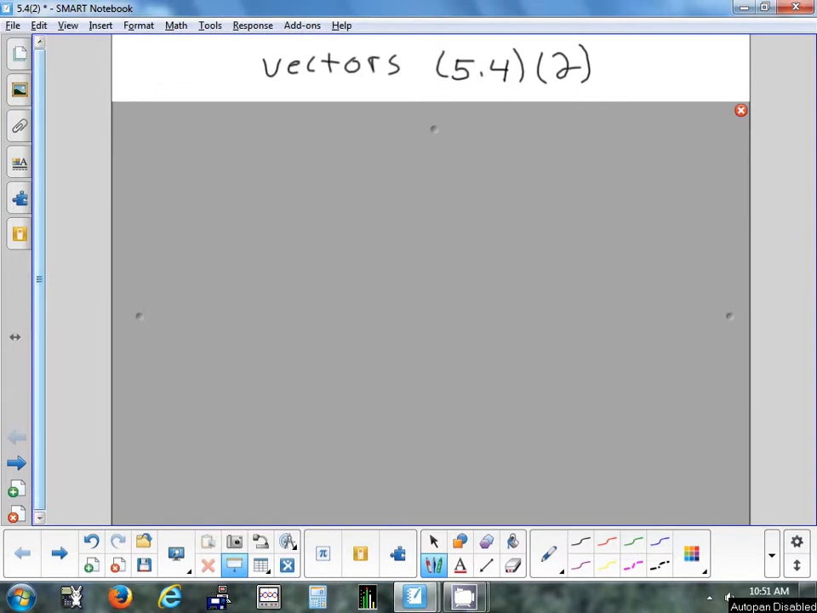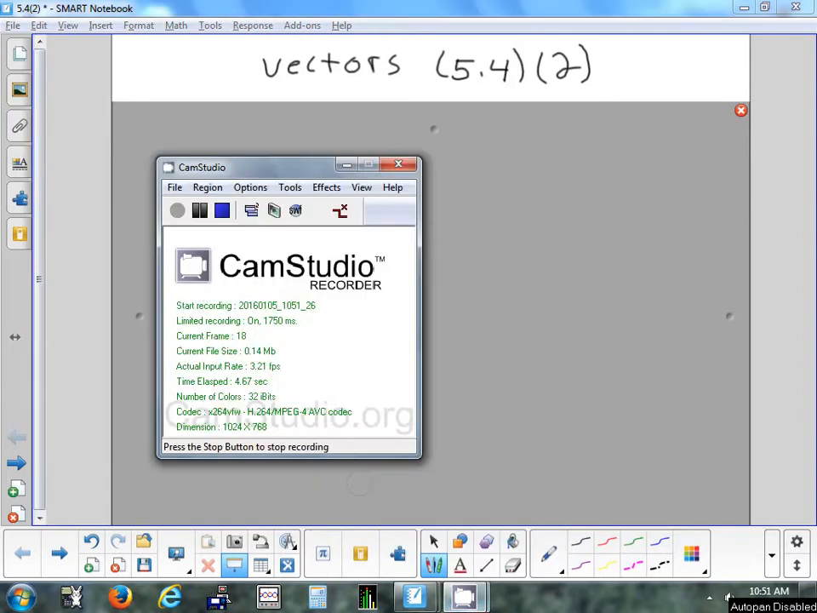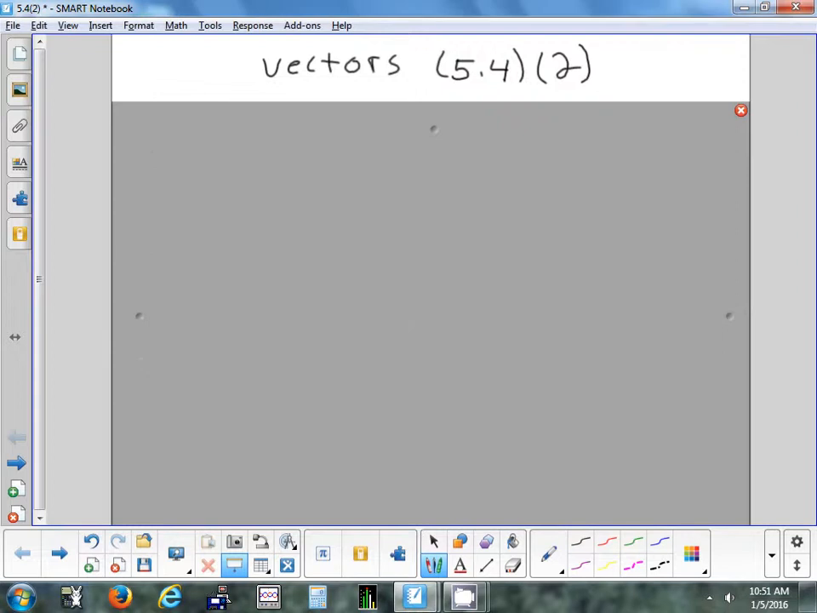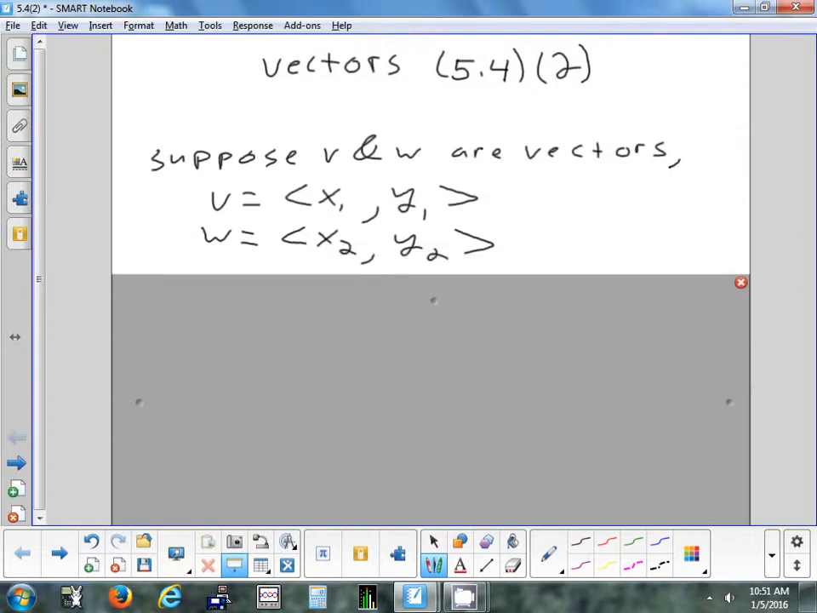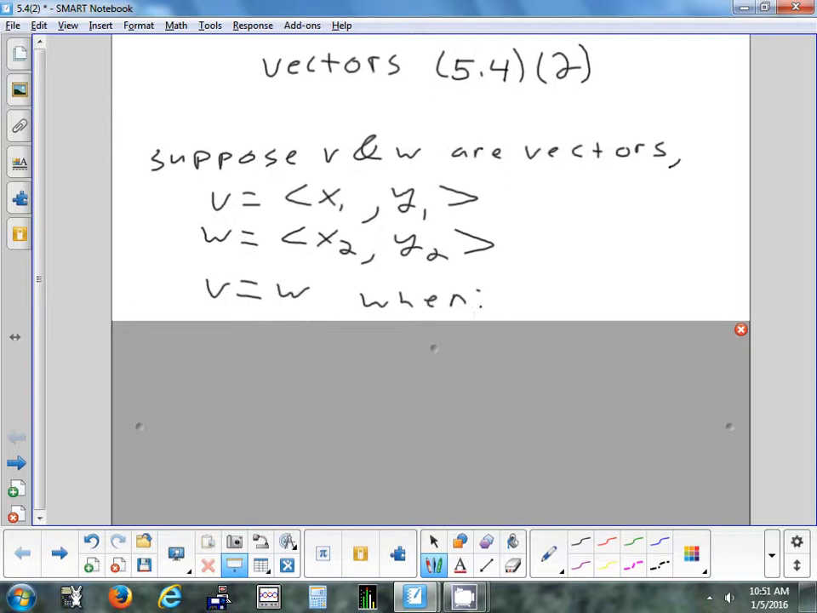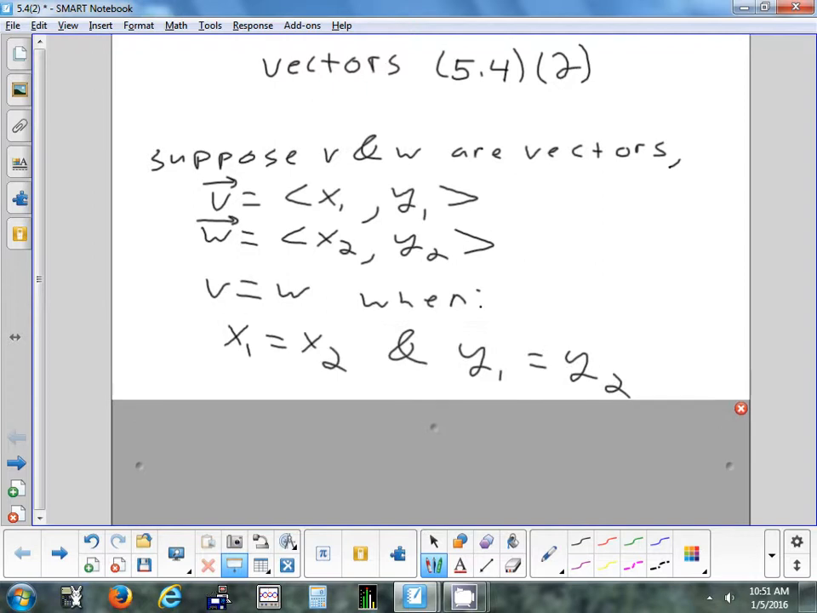All right, so we're going to finish up section 5.4, which is part 2 of kind of introduction to vectors. All right, so first thing I'm going to do, really simple idea, is just what it means for two vectors to be equal. Okay, very simple way to say two vectors are equal is that their components are equal. That's it. Okay, two vectors are equal as long as their components are equal.